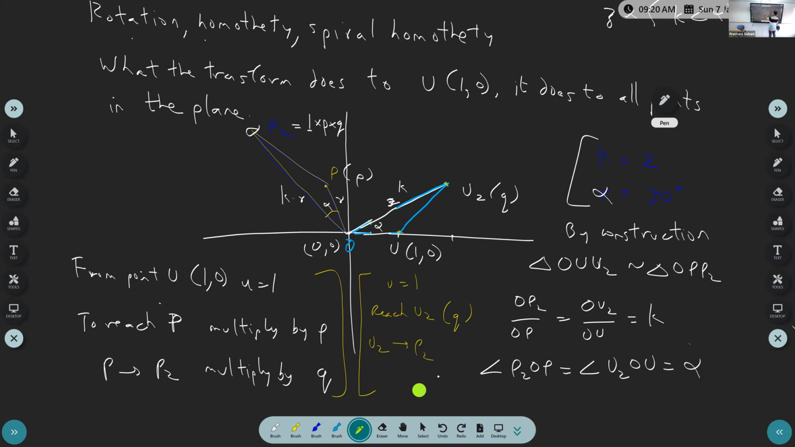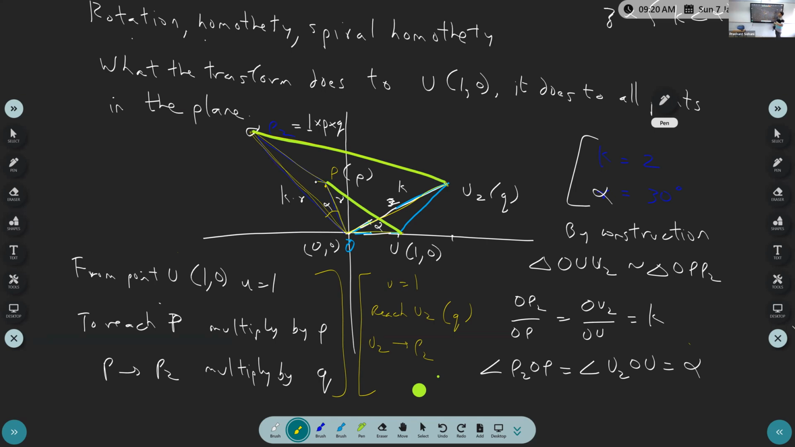Okay, so to go from U2 to P2, do you see that there is one more triangle which is similar to OUP2? Which triangle is similar to OUP2? OUP, correct? Do you see that? So that line segment which I highlighted can be compared to this line segment. So this triangle is similar to this triangle.